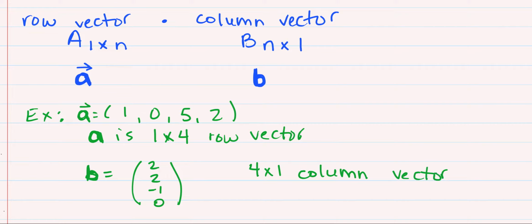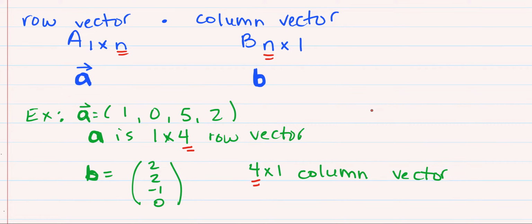Notice that when I was giving this definition, when we're multiplying them, I used n in here and I used n in here. That's what we're going to do whenever we have a row vector and a column vector and we want to multiply them. If these numbers are not the same, then we cannot multiply the row vector with the column vector. So here I have a 1 by 4 row vector and a 4 by 1 column vector.